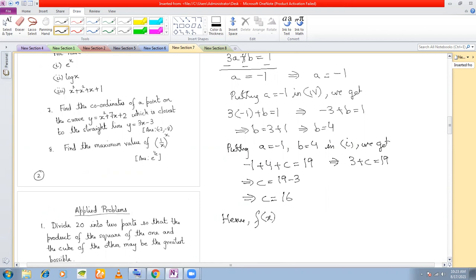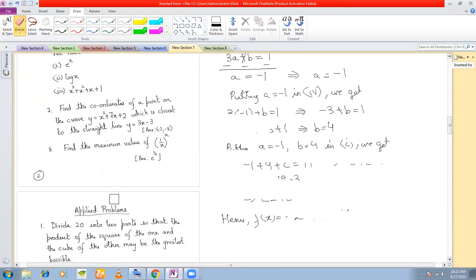Okay, so therefore, hence, what is the quadratic function? Fx is equal to ax square plus bx plus c. This is a required quadratic function. Okay. Last sum.